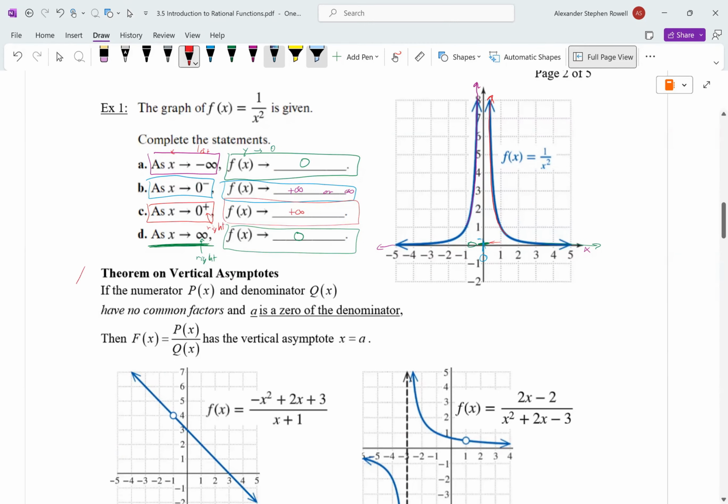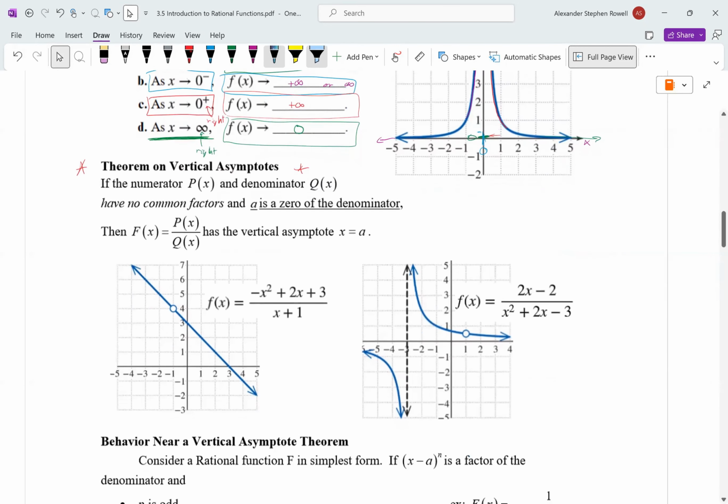We have a theorem on vertical asymptotes. So I said, do we always have a vertical asymptote when denominator is 0? The answer is no, but when it's reduced, we do. So if the numerator p of x and denominator q of x have no common factors, means it's reduced, and a is a 0 denominator, then x equals a is a vertical asymptote.